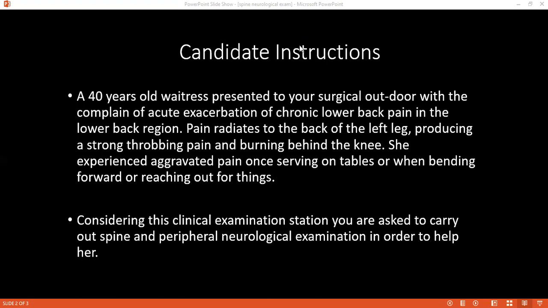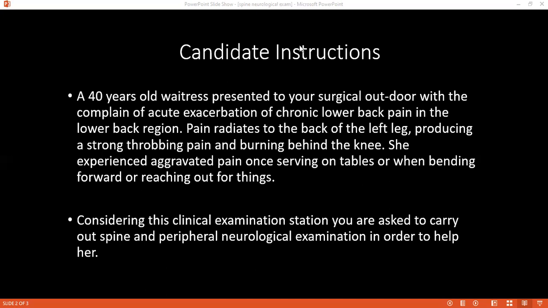Now I will check for the active movement of the spine. I will ask the patient to follow me: bend forward, then bend backward, and then bend laterally. If the patient is able to do that, I will ask the patient to please lie down. And I will again ask if she has any pain in her hip region.